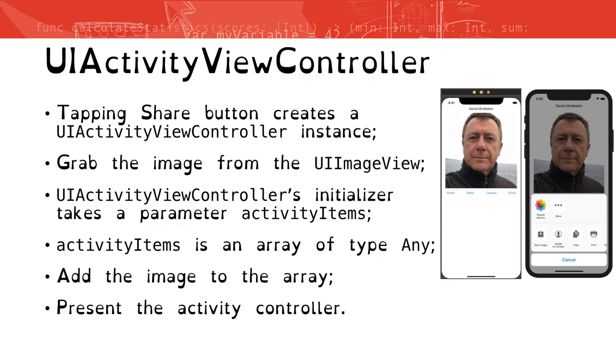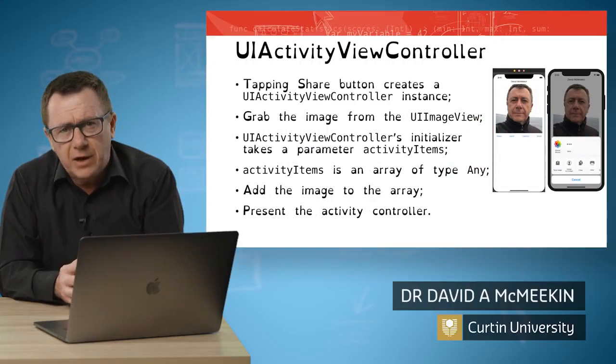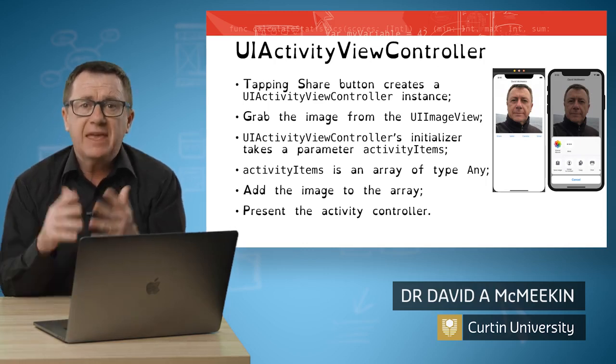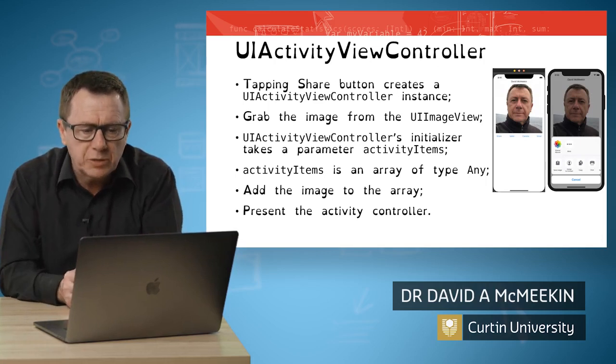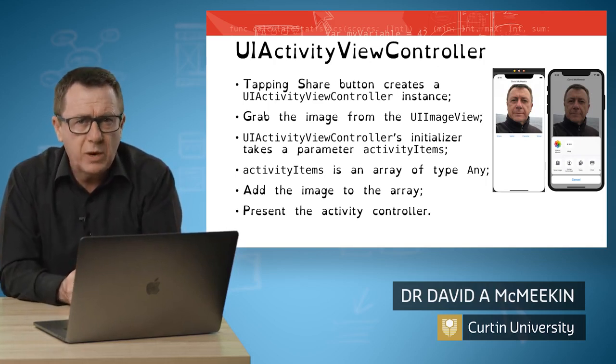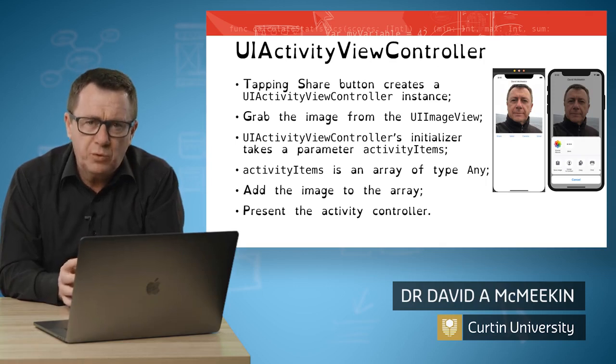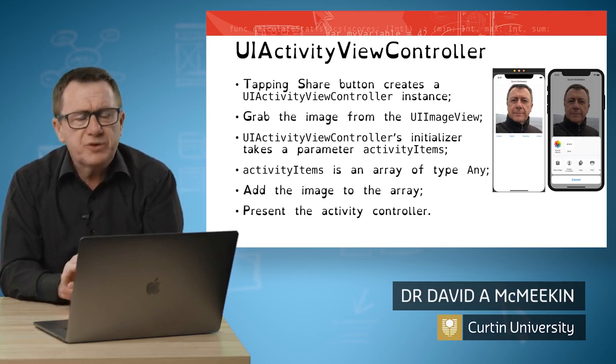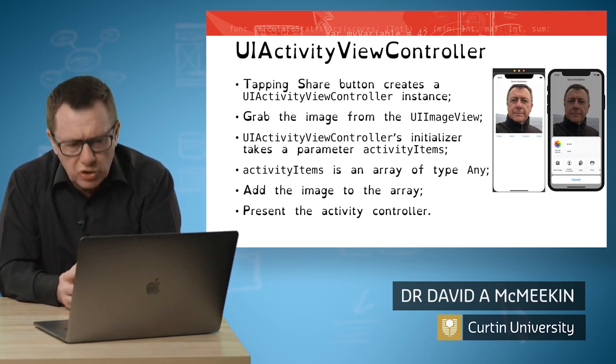We need to grab the image from the UI image view. The UI activity view controller's initializer method is launched, and this takes a parameter called activity items. Now, activity items is an array of type any, so anything can go into it. In this situation, we're going to be putting the image into the array. And then we present this view controller to the user.